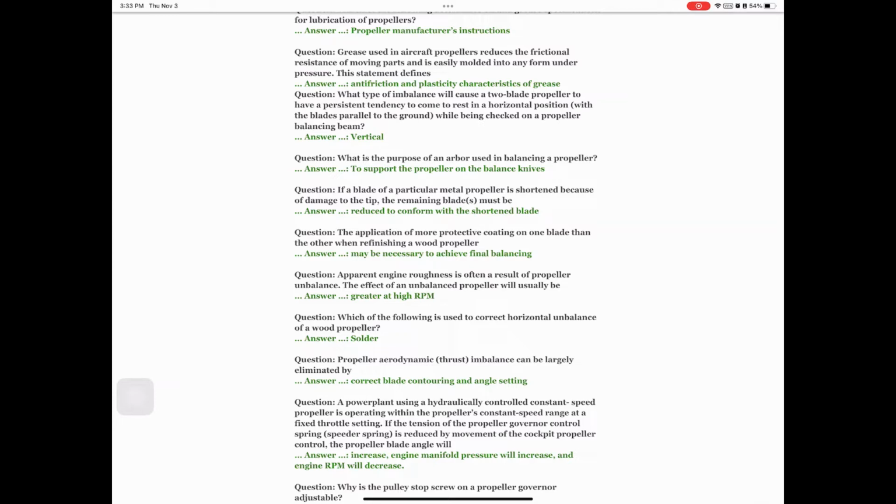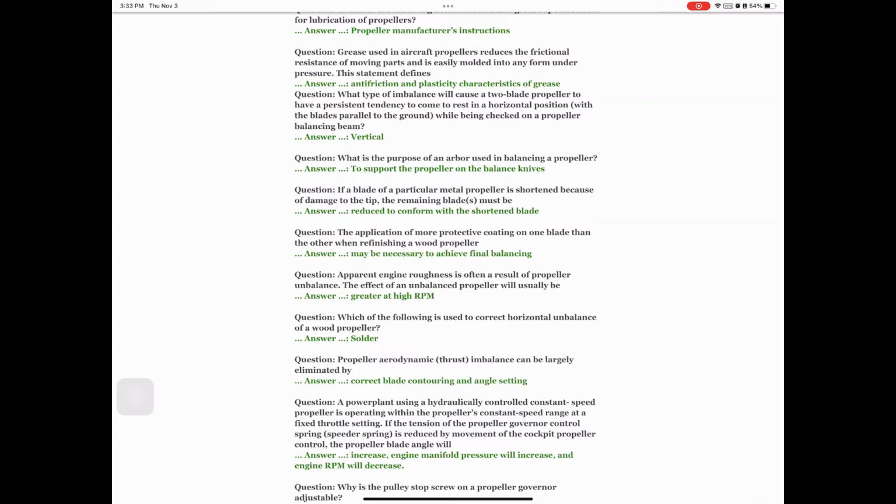Question. What type of imbalance will cause a two-blade propeller to have a persistent tendency to come to rest in a horizontal position, with the blades parallel to the ground, while being checked on a propeller balancing beam? Answer. Vertical. Question. What is the purpose of an arbor used in balancing a propeller? Answer. To support the propeller on the balance knives.